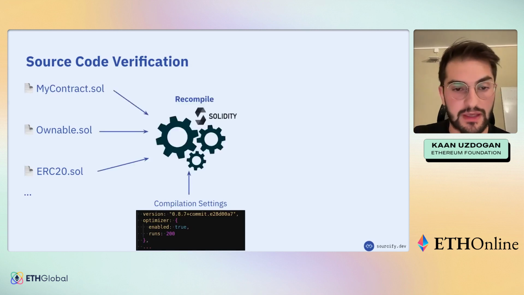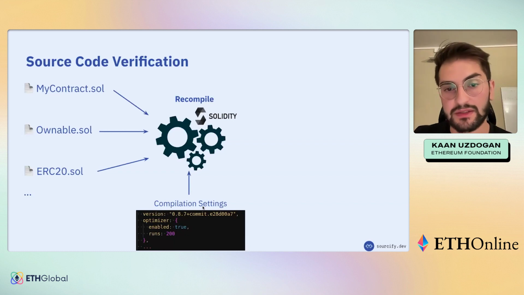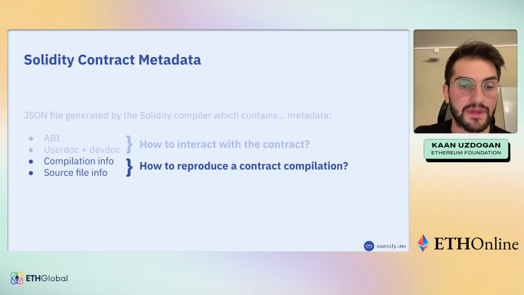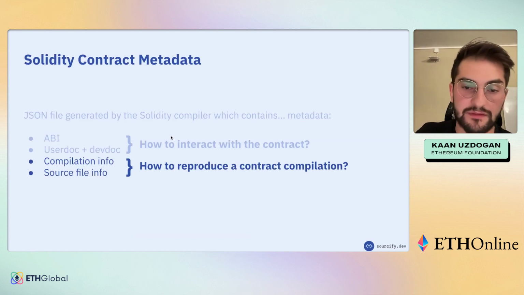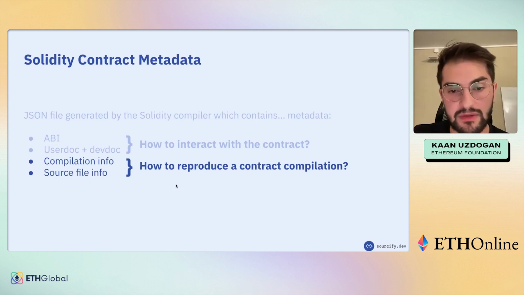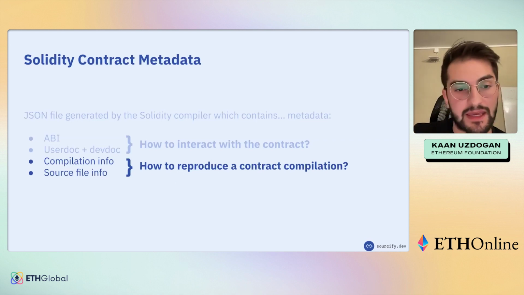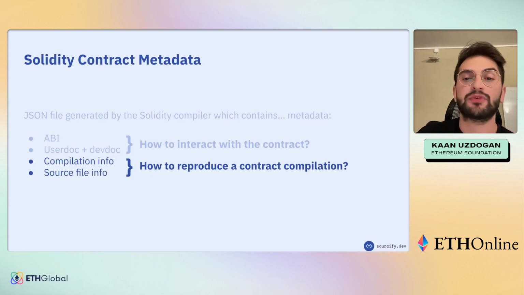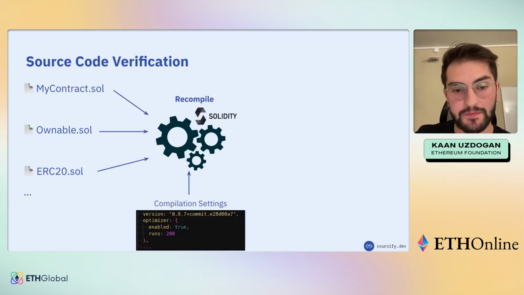This is just a default thing. And what we do is we take the source code files, then we take the compilation settings and we feed these into the compiler and we recompile everything. This is actually when the second part of the metadata file comes in handy, because this part gives us the information about how to reproduce a contract compilation. And if we have this in hand, then we can make use of this and see if we can reproduce the whole contract compilation.